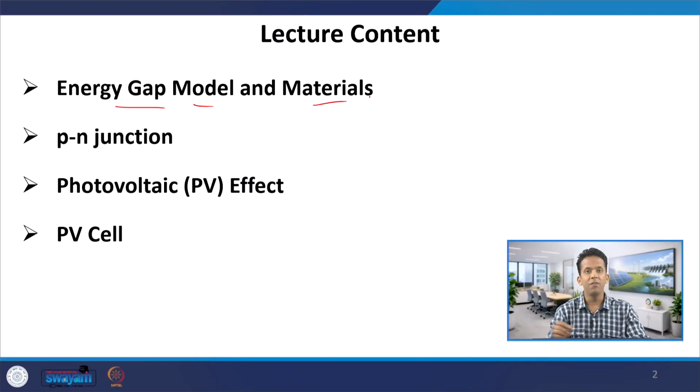So in today's lecture, we'll cover some basics about what's the energy gap model, and the classification of materials based on energy gap, and the PN junction, which is like the foundational diode of any solar PV cell, photovoltaic effect, and what is a solar or photovoltaic cell.